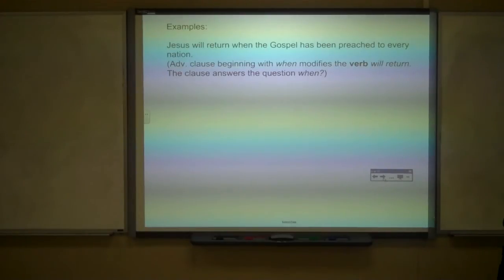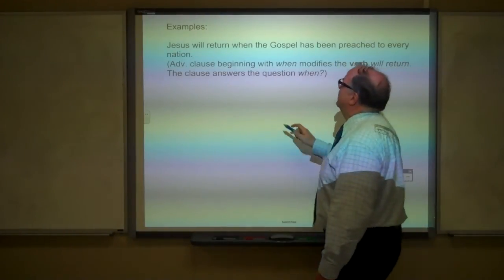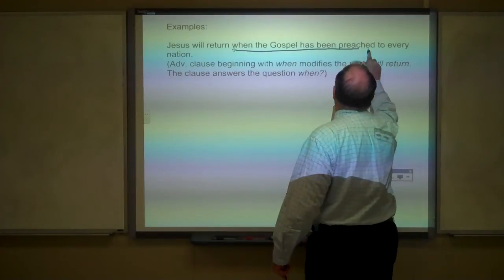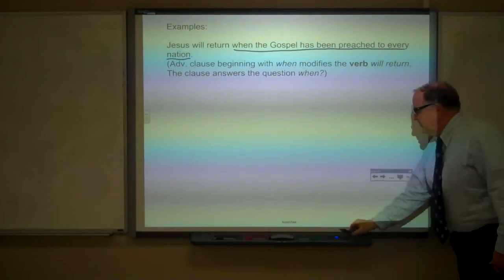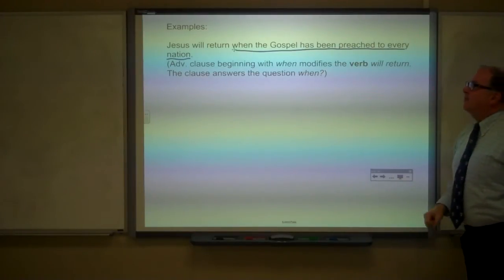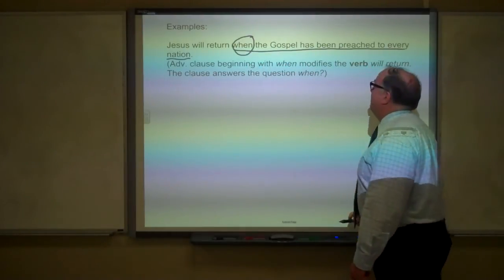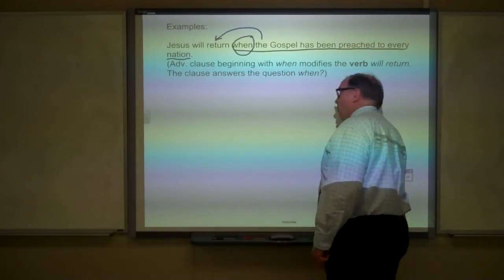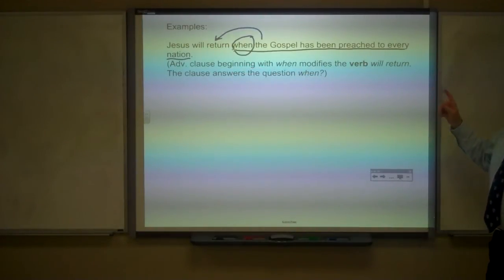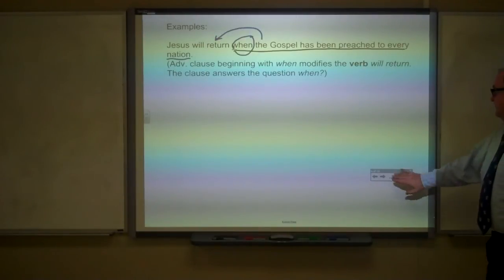Okay, so here are some examples. Jesus will return when the gospel has been preached to every nation. Notice we have here the adverb clause, when the gospel has been preached to every nation. The adverb clause begins with the subordinating conjunction when, and modifies the verb will return. When will he return? And of course the clause answers the question when.